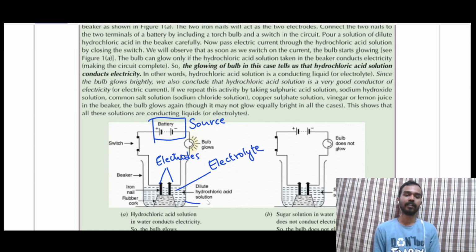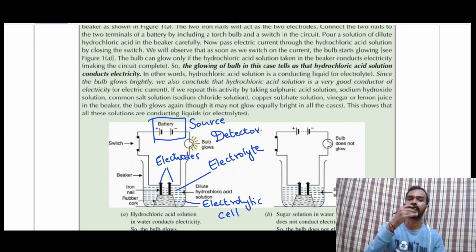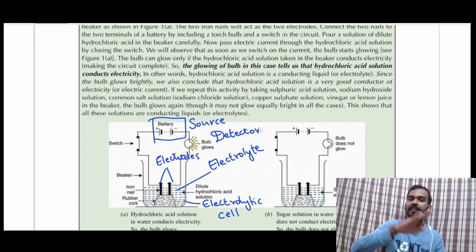And this is there in a tub. This tub is the electrolytic cell, and there is a bulb just to detect. So we want to see whether that is an electrolyte or not. That means it is a yes or no. You should have something to detect and tell, hey, it is yes or it is no.